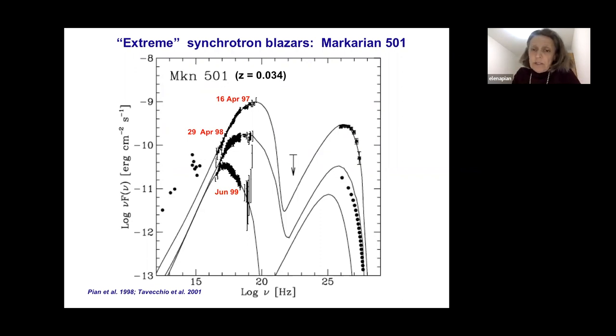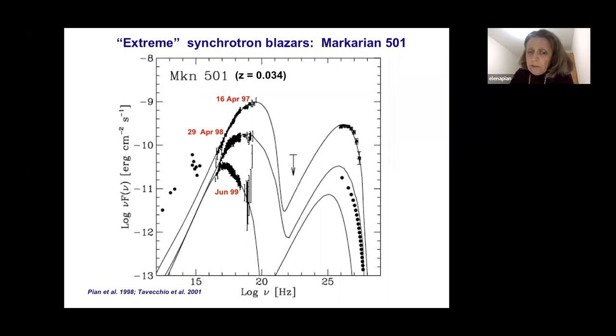So, of course, the very high energy synchrotron maxima betray the presence of extremely energetic electrons, and therefore the Klein-Nishina effect suppresses the TeV inverse Compton component very dramatically. So generally the inverse Compton component in these blazars has a lower luminosity than the synchrotron component because it is highly Klein-Nishina suppressed, as you can see here.